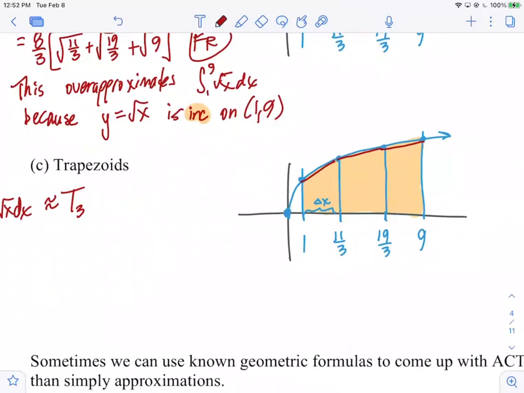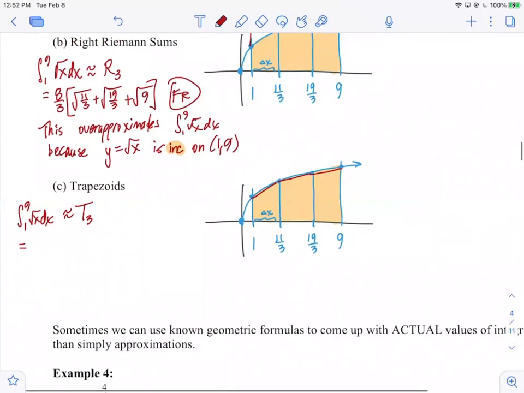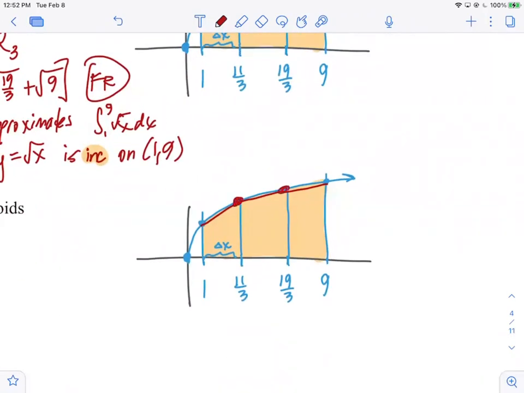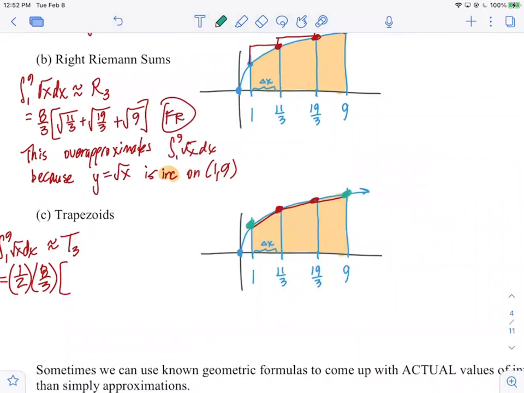Now, because delta x is uniform, we can still factor it out. But for trapezoids, we can always factor out a 1/2 as well. So it's going to be 1/2 times delta x, and then times... And now all you've got to do is double the two y values in the middle, and then add up the ones on the end once. So the trapezoid, you're using all of them if you do it this way. So it's going to be the square root of 1 plus 2 times the square root of 11/3 plus 2 times the square root of 19/3, and then plus the square root of 9.